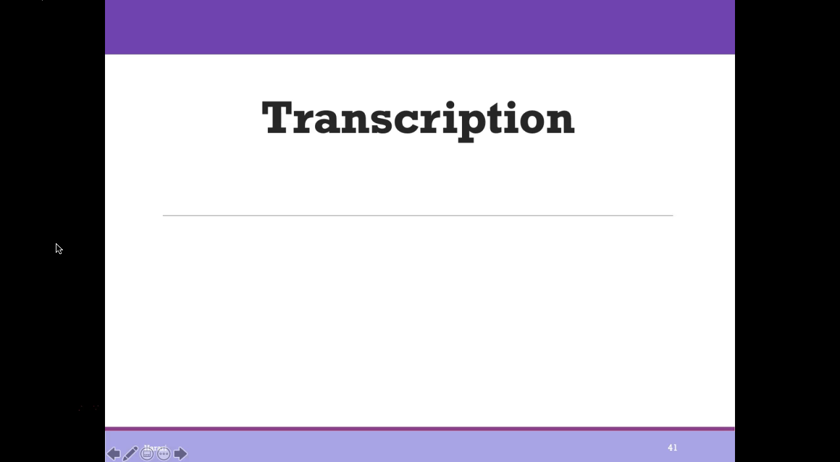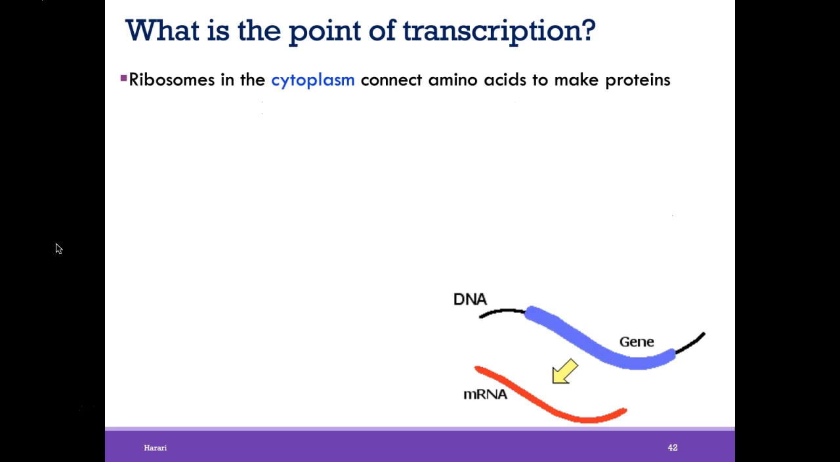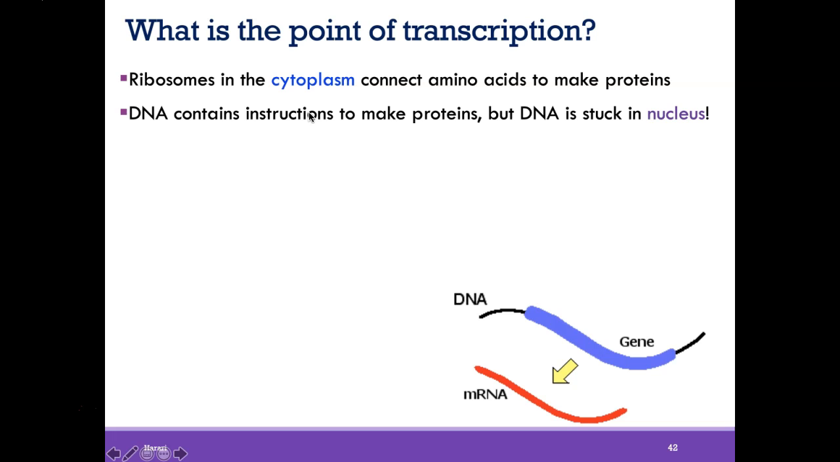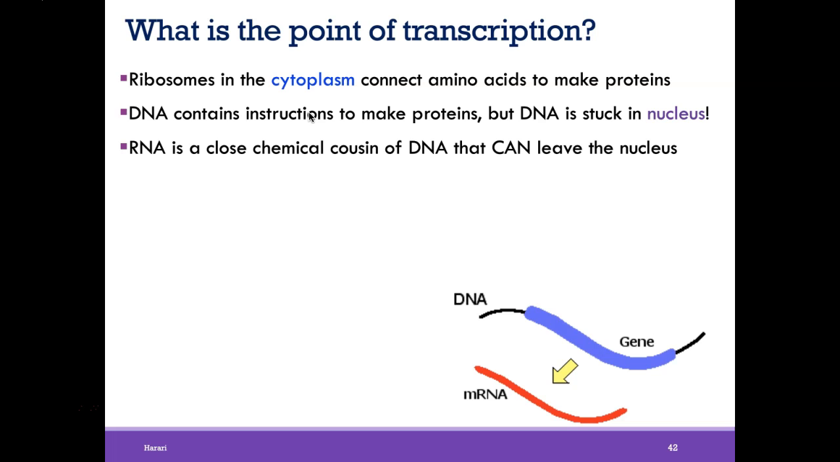So let's begin talking about transcription. So what's the point of transcription? Let's take a step back. In order to make proteins, we need ribosomes. But ribosomes are in the cytoplasm, right? Those are what connect the amino acids to make proteins. The DNA has the instructions on how to make the proteins, but DNA is stuck in the nucleus. So we have a problem, right? The protein producers are in the cytoplasm, but the information on how to make the proteins is in the nucleus.